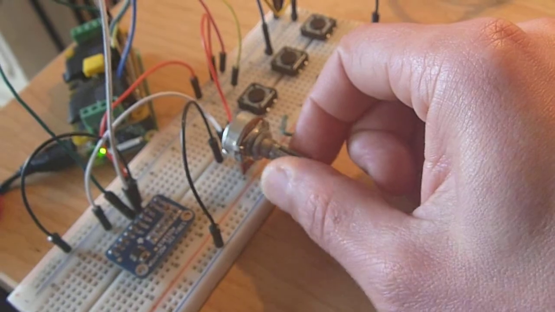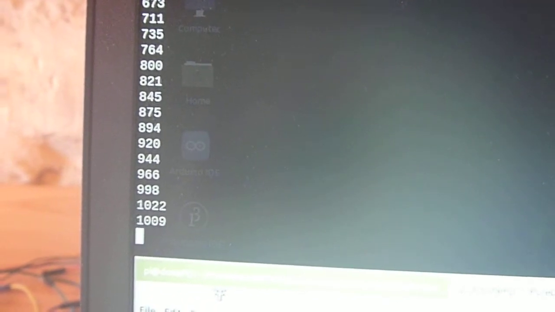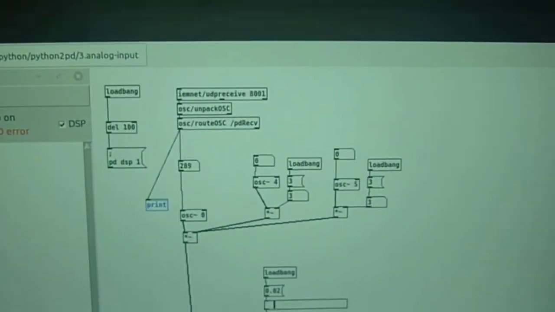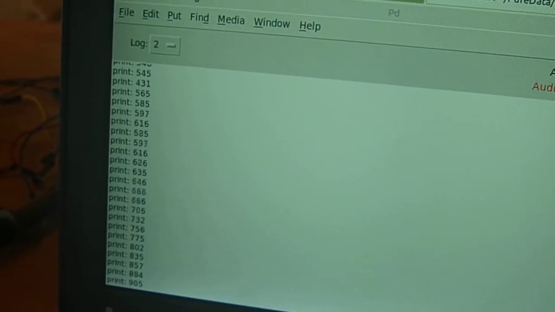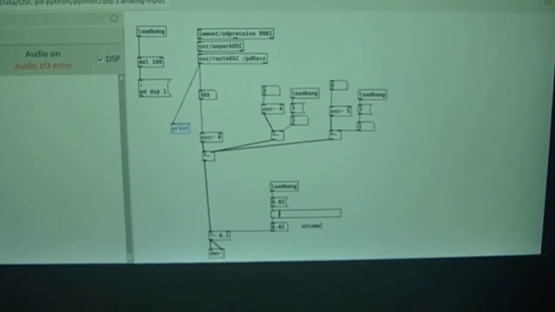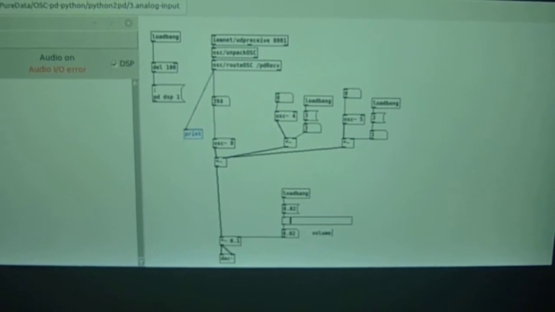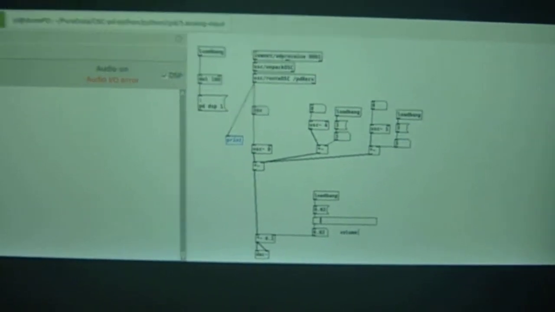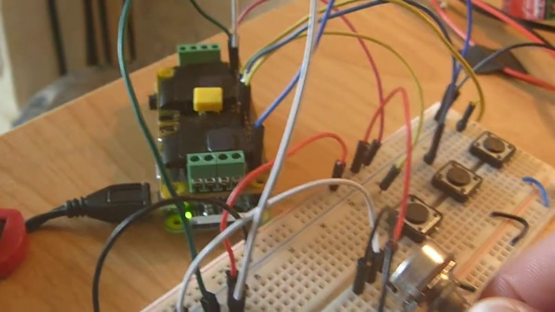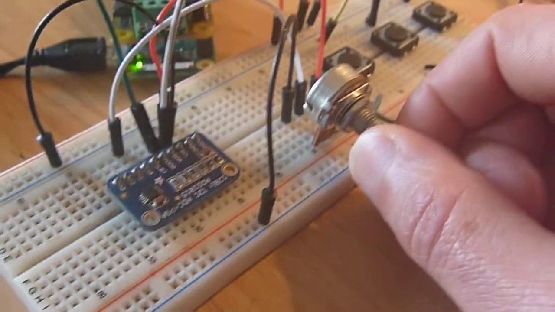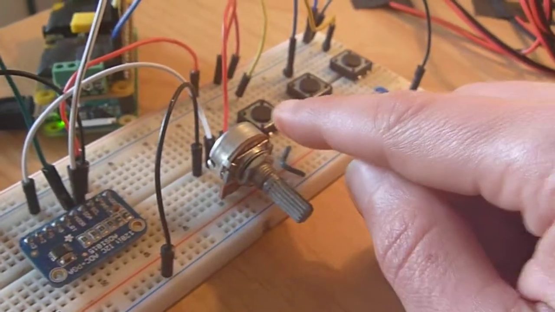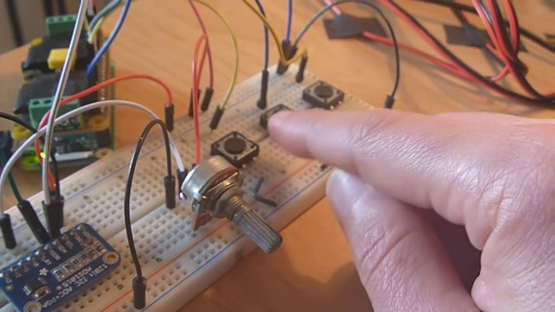The information, as usual, is being sent through Python. These are the numbers. It's being routed to the pure data patch. These are the numbers being printed out through the pure data patch. It's affecting a frequency, it's creating a frequency modulation, as you can hear. And the driver that we're using here, those buttons, are not important. We're not using those at all.